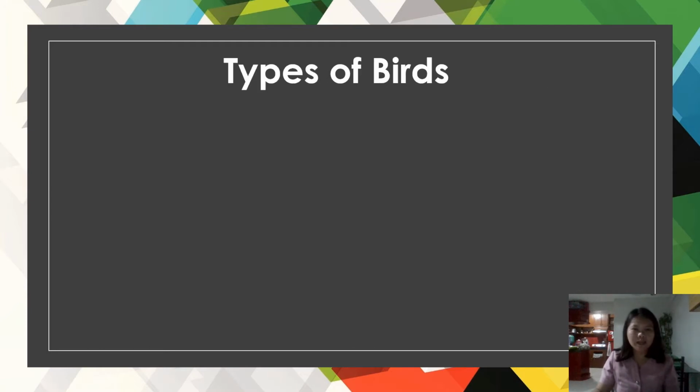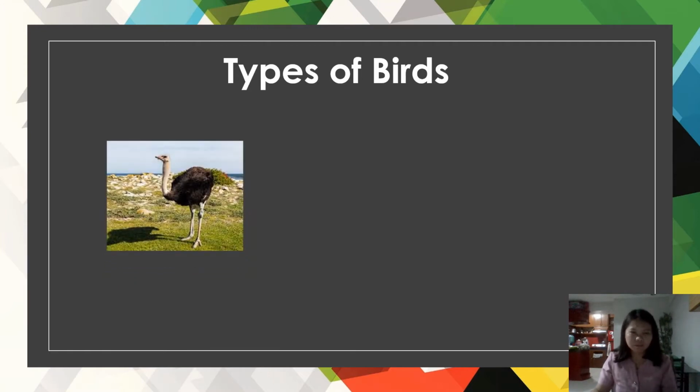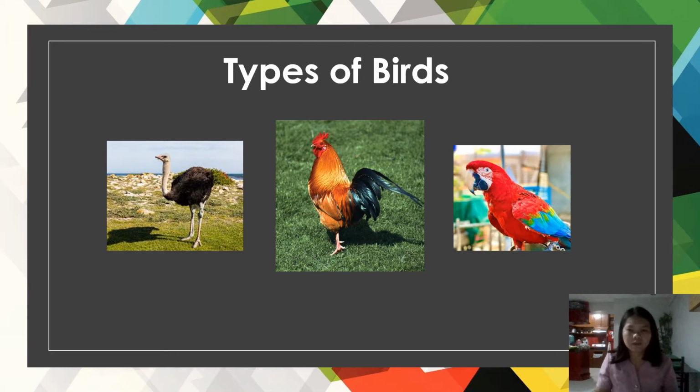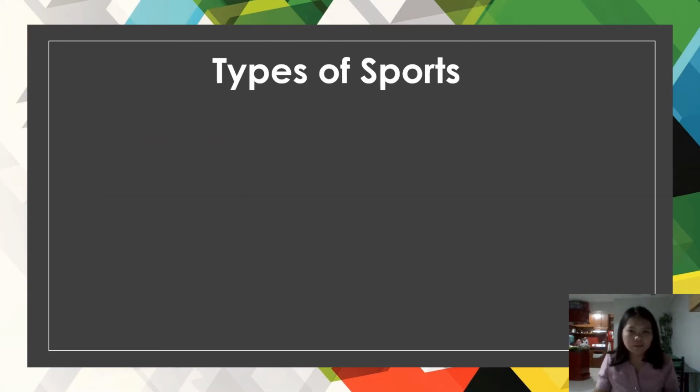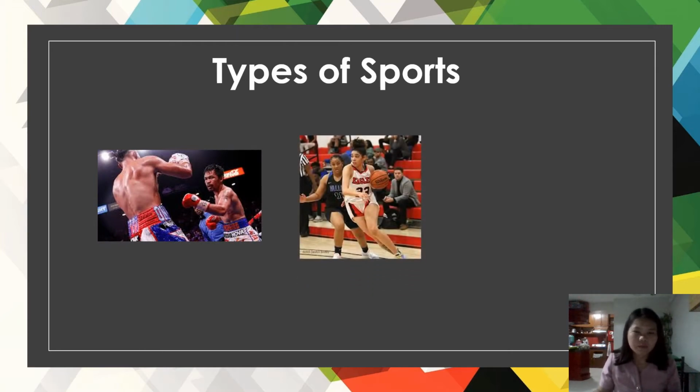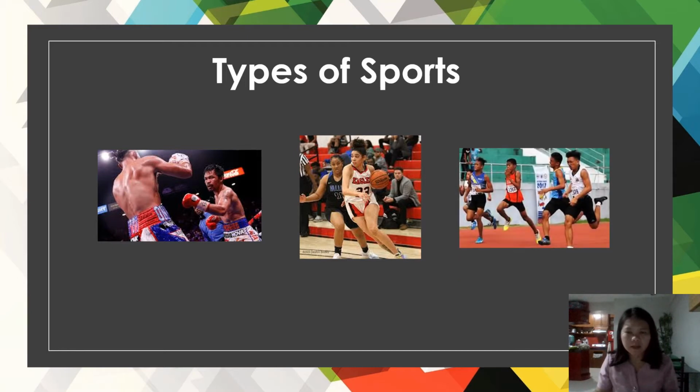Okay, so what is classify? Classify means to group types of items. For example, in these slides, you can see types of birds. We have the ostrich, we have the rooster, and the parrot. Now on this slide, we have types of sports. We have boxing, we have basketball, and then of course, track and field.